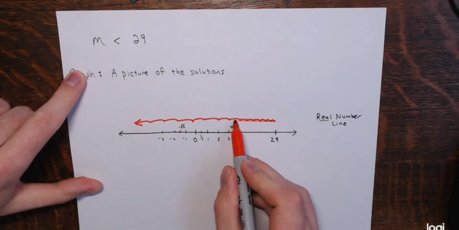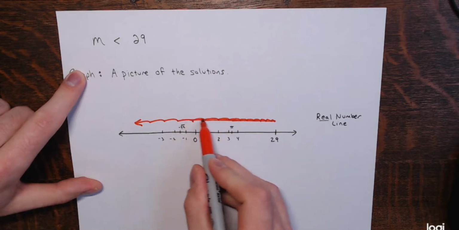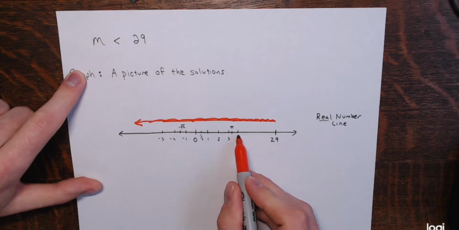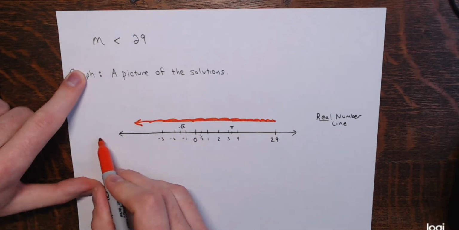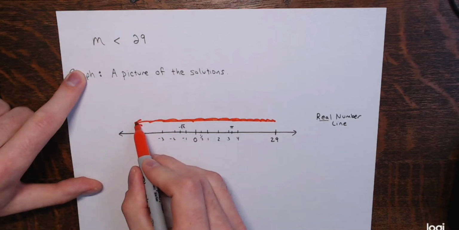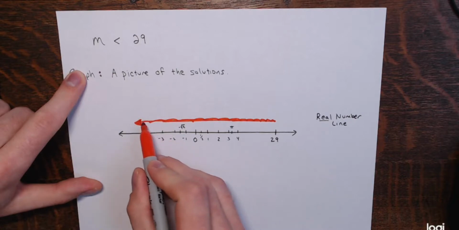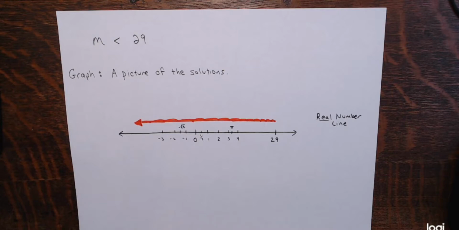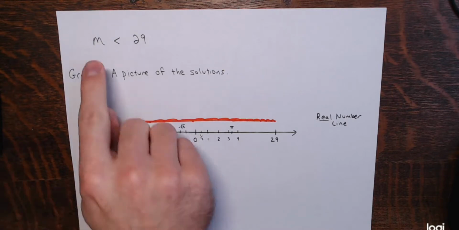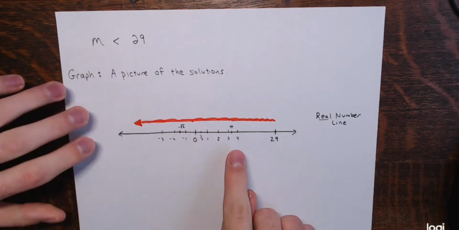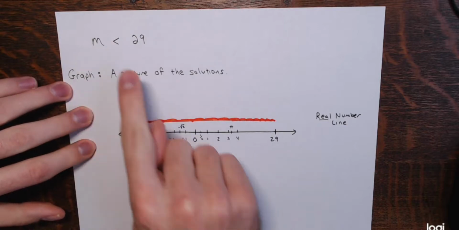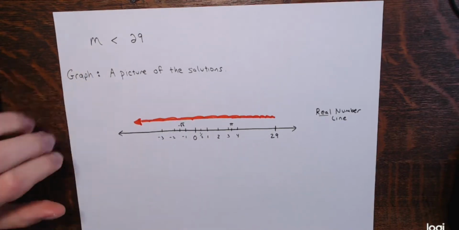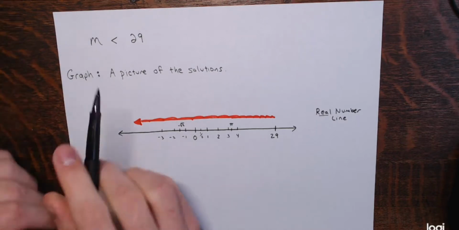But all these numbers here, the numbers 28, 27, 26, 0, -1, negative a million. Put a little arrowhead on the end, right? Again, all the numbers to the left of 29 are less than 29. If I plugged in 4 for m, or 0 for m, or -3 for m, this would be a true statement. You're trying to make this statement true.